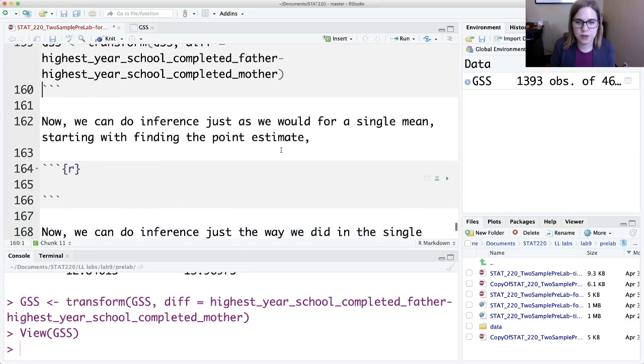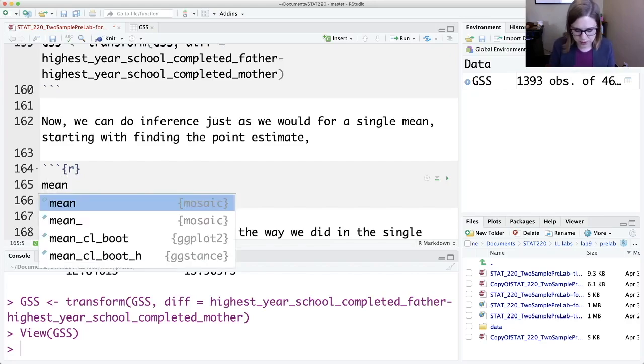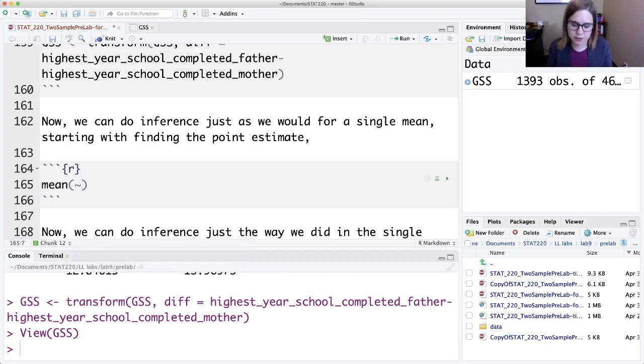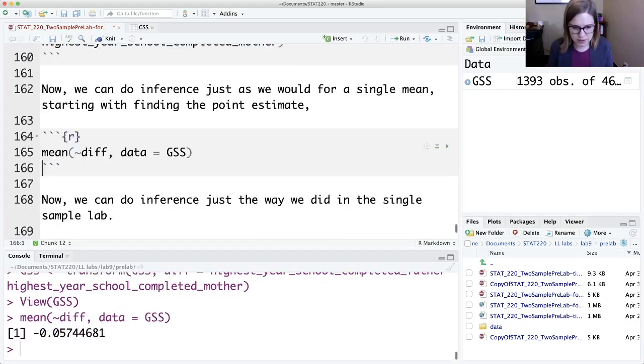So we're going to do inference just like we would for a single mean. We're going to start by finding the point estimate. So I'd encourage you to try and do that on your own before you move on. And now I'm going to do it. So we're going to do a mean, and we're going to do a tilde and diff, because we only have one variable now. And then data is equal to GSS. And if I control enter, there's my mean.